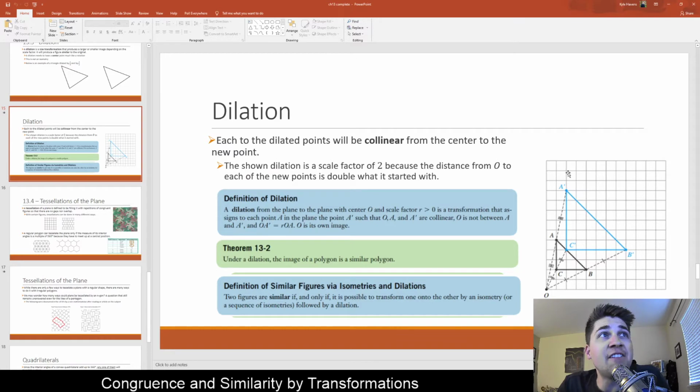But if we look at the definition of a dilation, I forgot to mention the term collinear is just, we have to make sure that it's along the same line in order to properly expand the dilation.